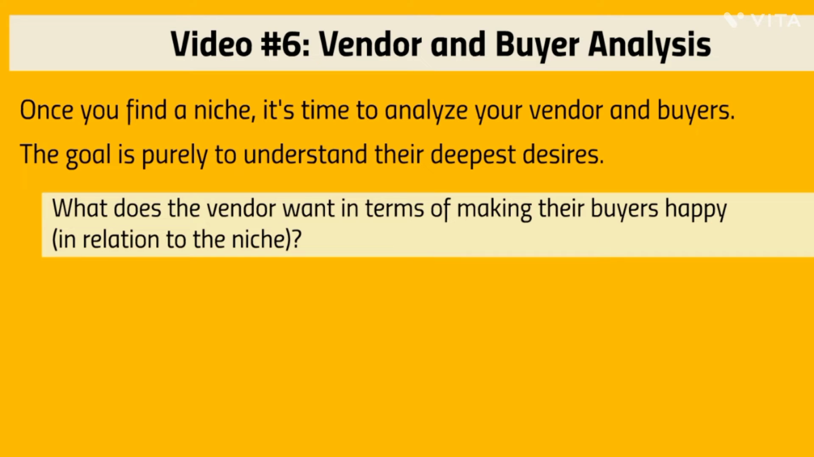So the first question is, what does the vendor want in terms of why and what they want to do, and how they want to do it, as far as making their buyers happy. In other words, when a vendor sees something, they either think, this is something my buyers definitely don't want, or this is something my buyers really, really want, and I want to make a special deal with another vendor for my buyers.